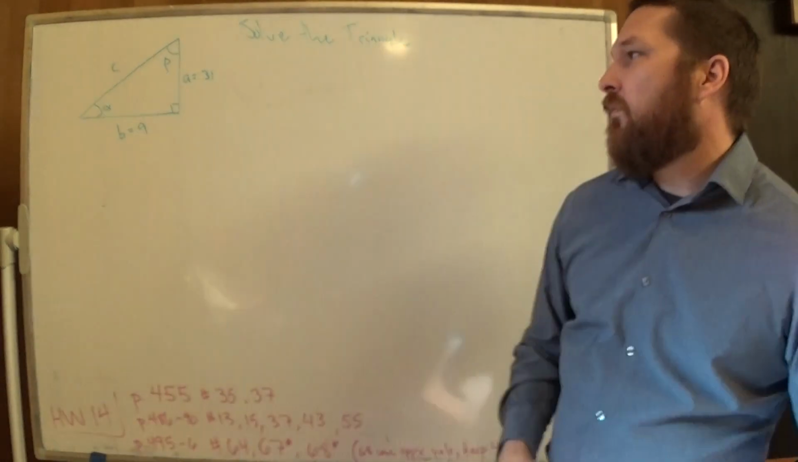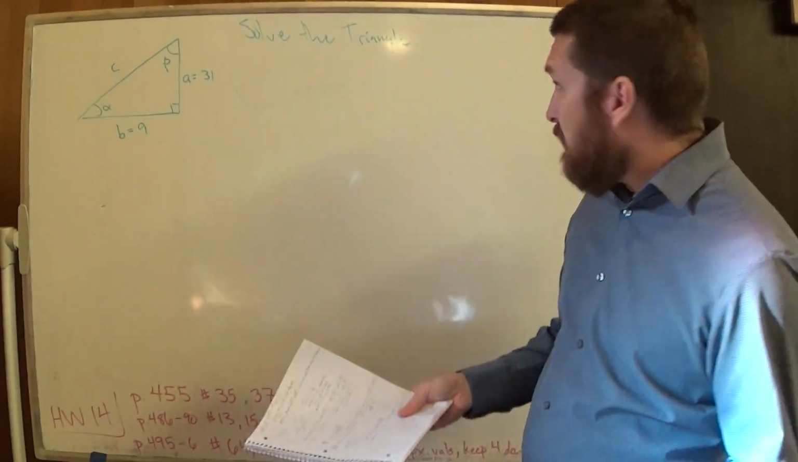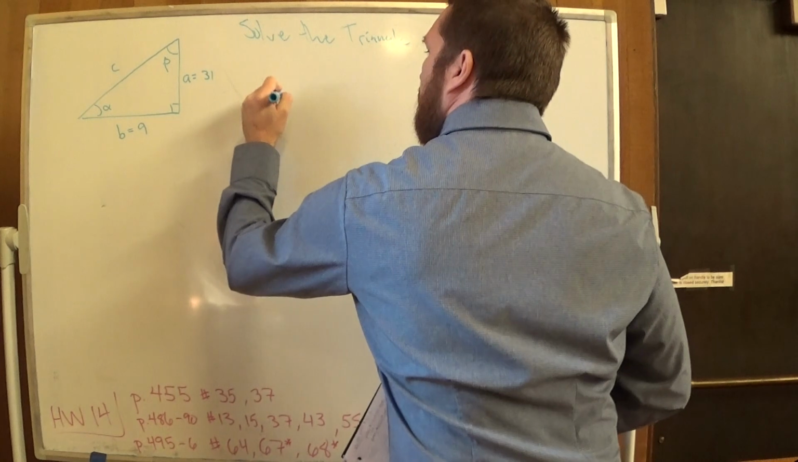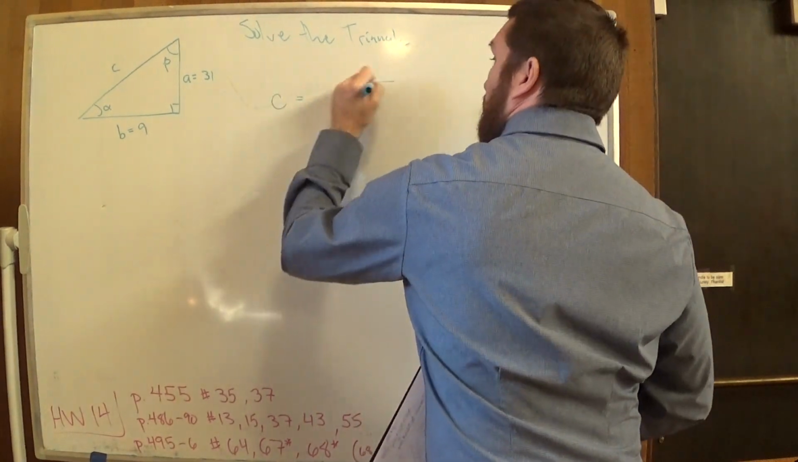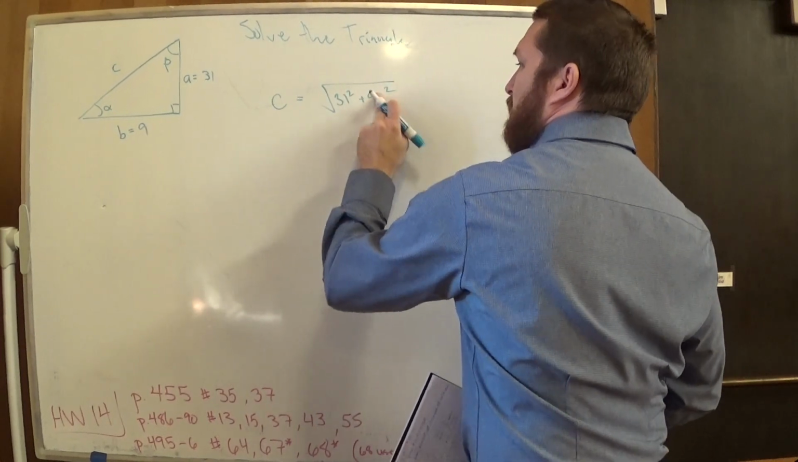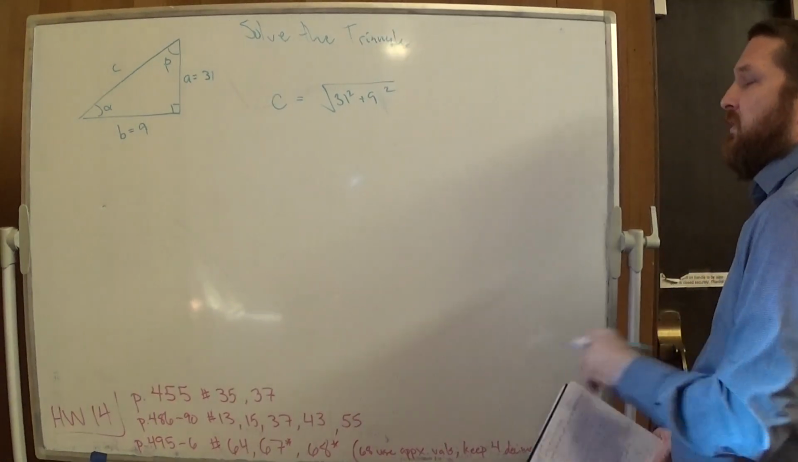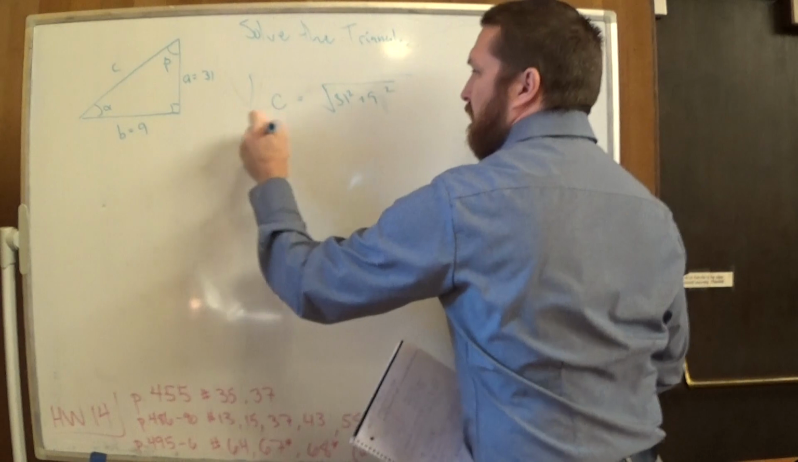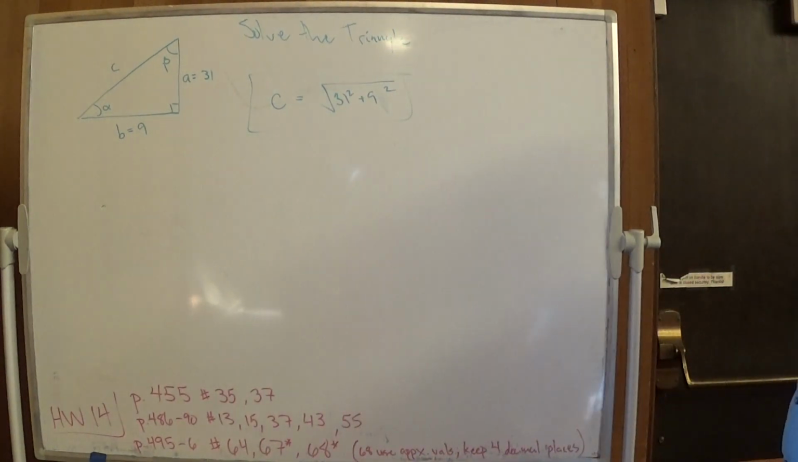So, Pythagorean theorem. Let's do that. C is equal to what? The square root of 31 squared plus 9 squared, which we can figure. That's fine. We're done. As far as I'm concerned, I'm done with it.